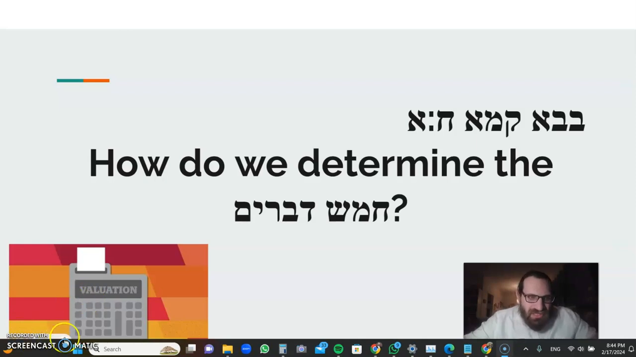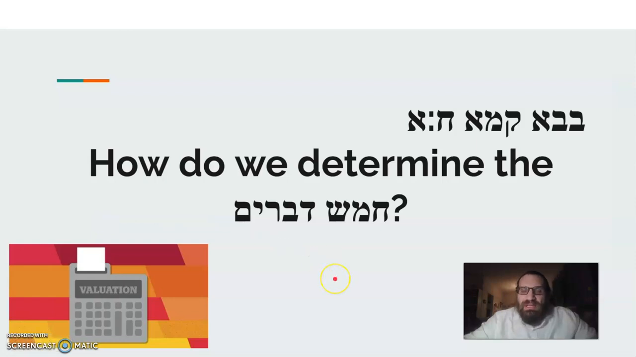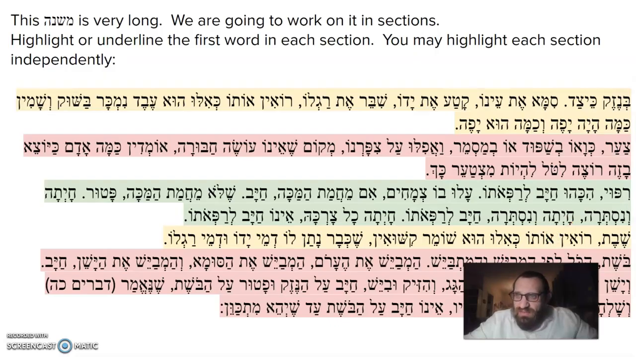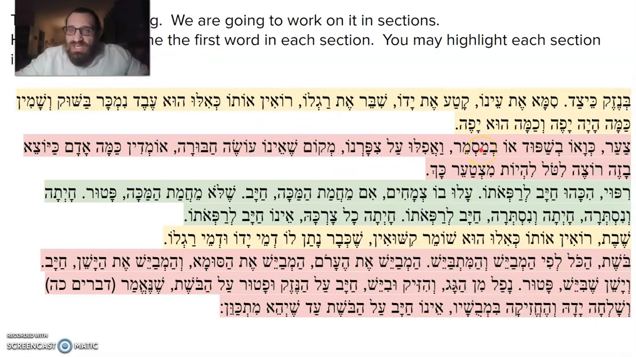So we're going to see how you actually make these calculations. How do you determine how much you pay for the Chamesh Devarim of Chavala, of an injury? Now, we've started looking at this already. We've said the Mishnah can be broken into 5 sections. The Mishnah you use all have it broken up already, so we don't have to go through this more. But we're going to go through each one at a time and take a look at how they work.